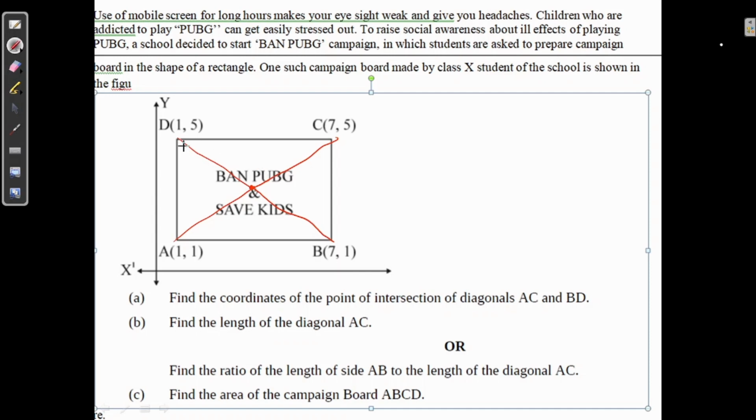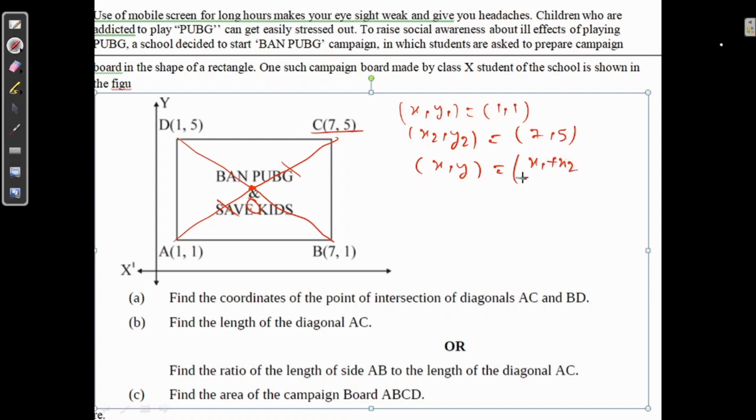It is quite simple. A rectangle is always a parallelogram and diagonals of parallelogram always bisect each other. So this point O will be midpoint of A and C, or you can see it will be midpoint of B and D. So simply I will treat point A, which is 1, 1 as x1, y1, and I will treat x2, y2 as 7, 5, which is coordinate for point C. Then I will apply the midpoint formula, which is (x1 plus x2)/2, comma (y1 plus y2)/2. Easy, no? Solve it.